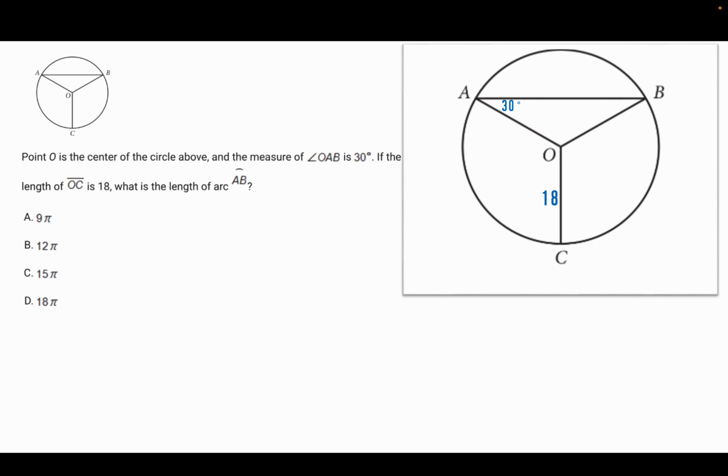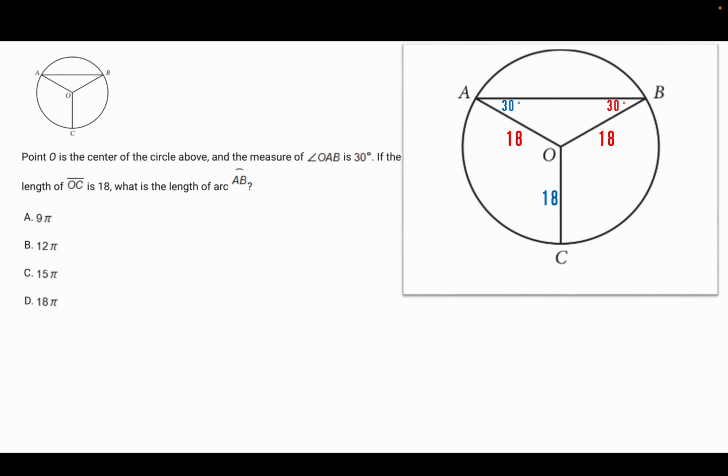AO and BO both come from the ends of the circle to the center, meaning these are also radii, and they have a measurement of 18. And what we can see is this triangle formed is actually an isosceles triangle, meaning that two angles must be the same, which are the two acute angles of 30 degrees.